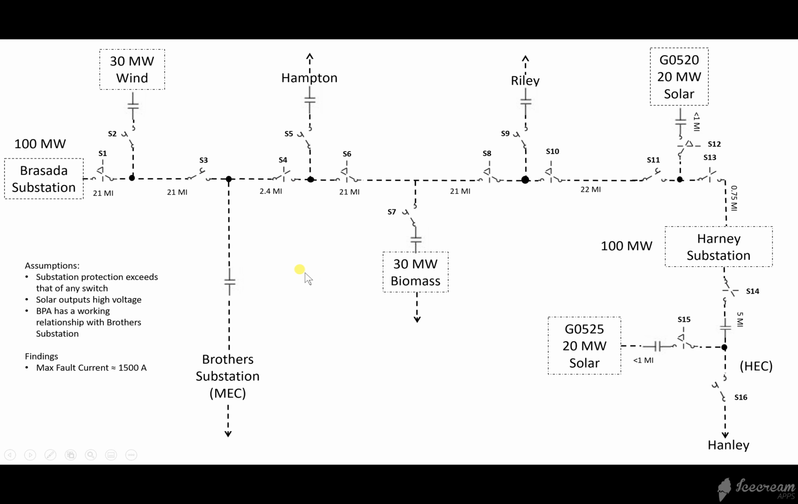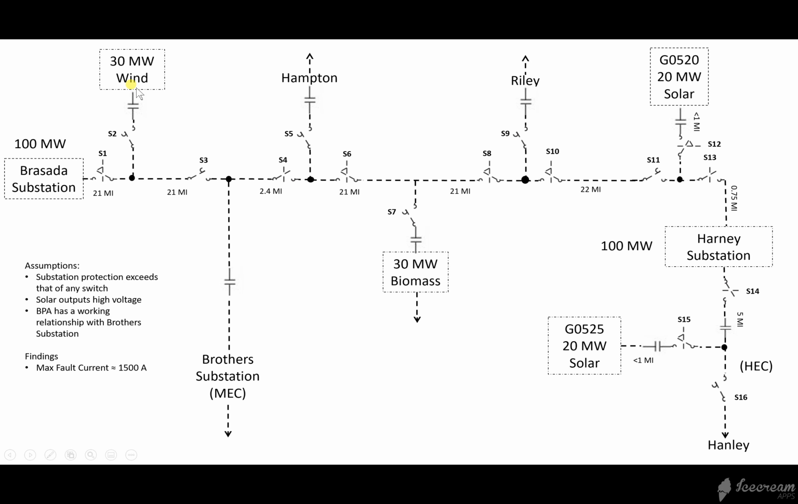Now, S5 and S9 are a little different because these have loop switches because there wasn't any information given about the distance between the Hampton load and the transmission line and the Riley load and the transmission line. And thus, a loop switch was used because it has the highest effective distance.